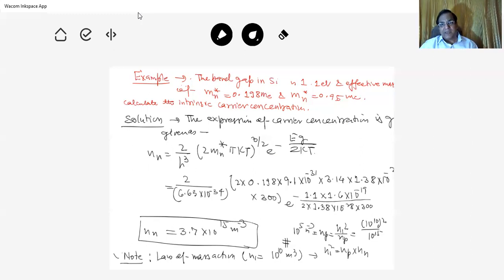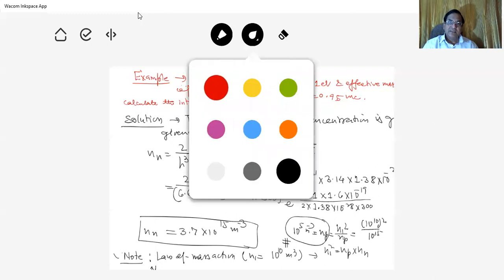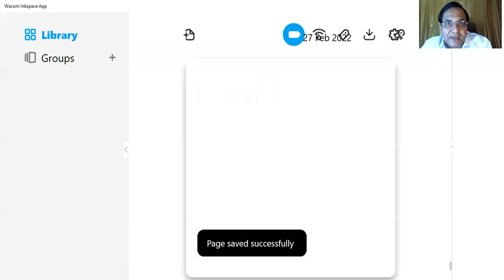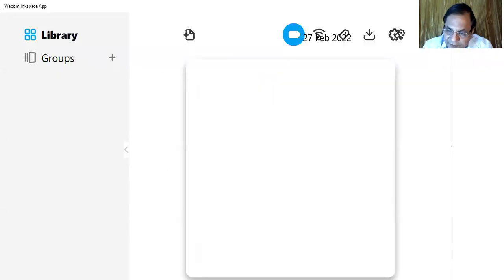So what we find is this value is the minority. So this is an n-type crystal. You can say this is an n-type crystal. So these are the important things that we have here in case of carrier concentration and change of the Fermi level. So thank you for this point of discussion.